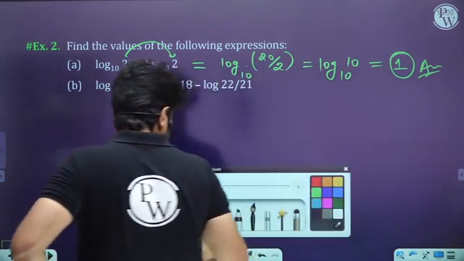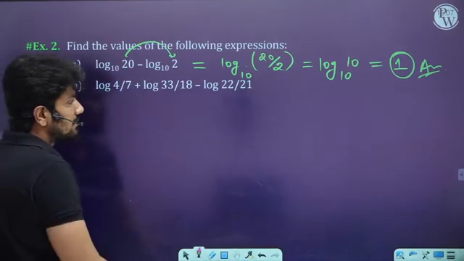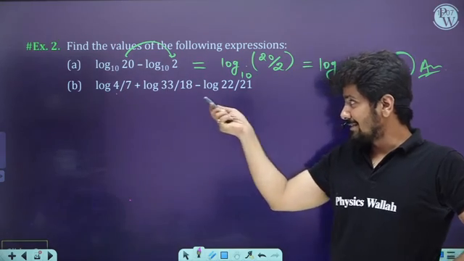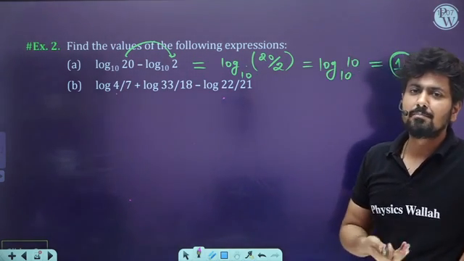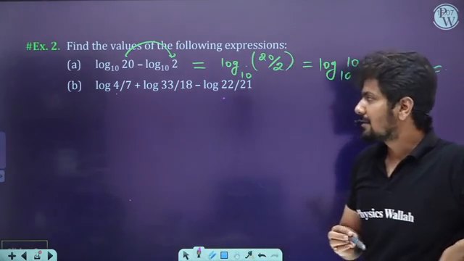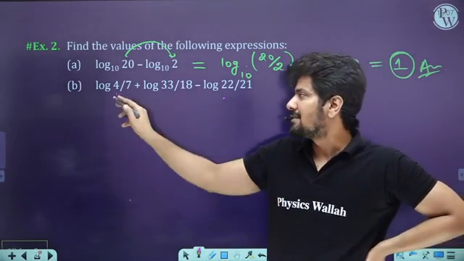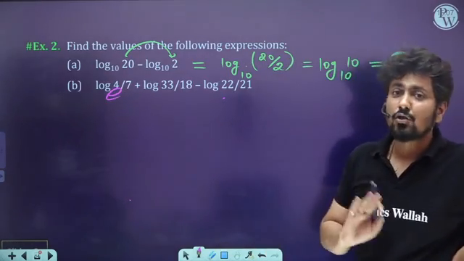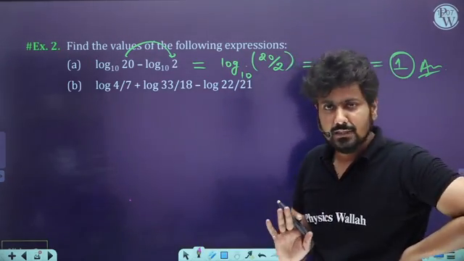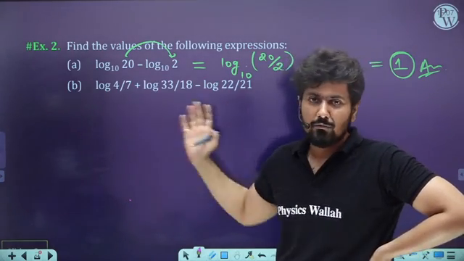Now let's do the second part. Here we have log of 4 by 7, log of 33 by 18, log of 22 by 21. But the base is not mentioned, right? So what's the base? If they don't mention the base, you can consider the base as 10 for now. Basically, if you come into calculus, we consider the base as e if the base is not mentioned. So for now, you can consider base as 10 if the base is not mentioned. So don't worry about the base if it is not mentioned. Basically, it is clear that base is same for all the 3 logs.